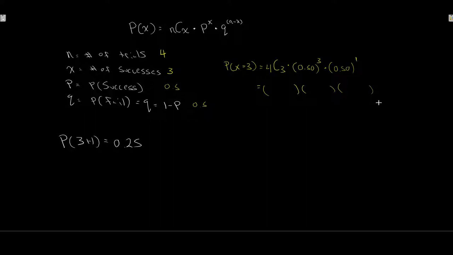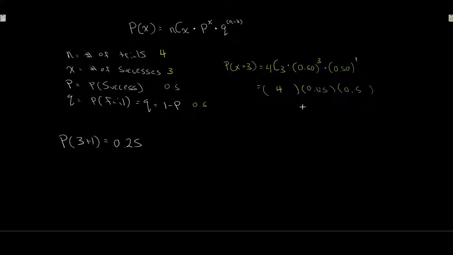So first bit, 4 combinate 3. If we do 4 combinate 3, we get 4. So 4 combinate 3 gives us 4. Next we want to consider 0.5 to the power of 3. And that gives me 0.125. And then 0.5 to the power of 1, well, that's just 0.5.